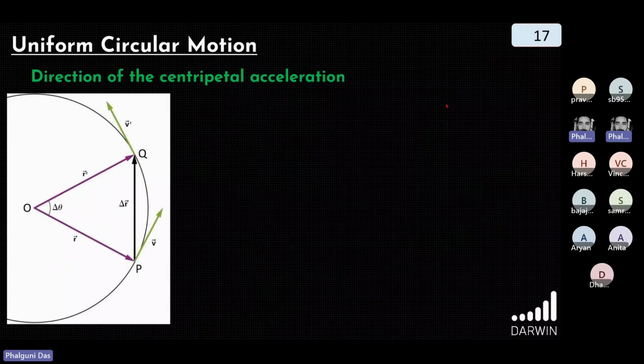At two different instances, the object is located at two points, point P and point Q. Can you see that? The points P and Q. Also at those two respective points, at point P it has a position vector r, at point Q a position vector r prime. At point P it has a velocity vector v, at point Q a velocity vector v prime. Now v prime and v both have magnitude v because the motion is at speed v, but since they are vectors, they are different because they have different directions.